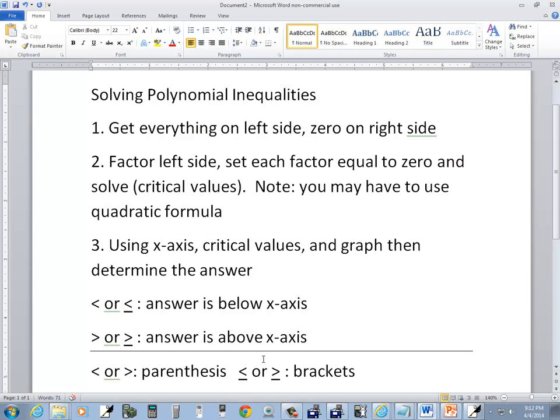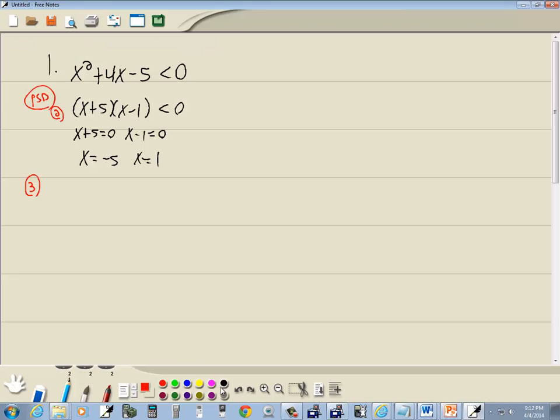Okay, step 3. Using the x-axis, critical values, and graph. Well, here's your x-axis. Our first critical value is negative 5, which is right here. Our second one is 1, which would be right here. Now these split them into intervals. So I got this right here. Clear over here is negative infinity, and clear over here is positive infinity. So this first interval is negative infinity to negative 5. This next one is negative 5 to 1, and this last one is 1 to positive infinity. Well, let's go graph this and see what it looks like on our calculator.